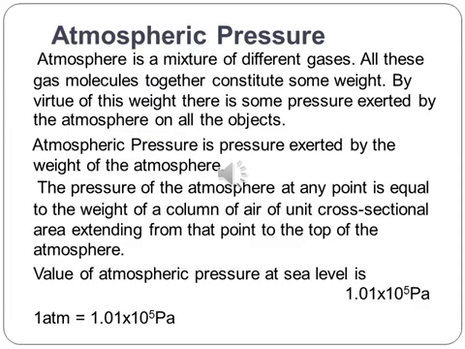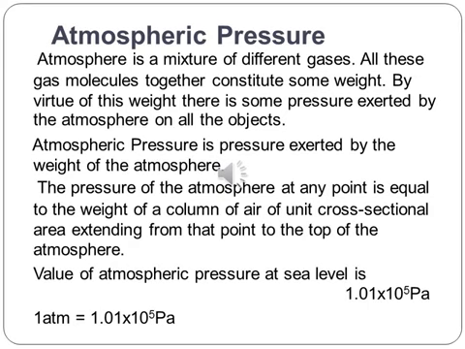Next discussing part is atmospheric pressure. What is atmospheric pressure? You know, atmosphere is a mixture of different gases. It is like a blanket consisted of different gases covered with the Earth's surface. All these gas molecules together constitute some weight. By virtue of this weight, there is some pressure exerted by the atmosphere on all the objects. It means that atmospheric pressure is the pressure exerted by the weight of the atmosphere.